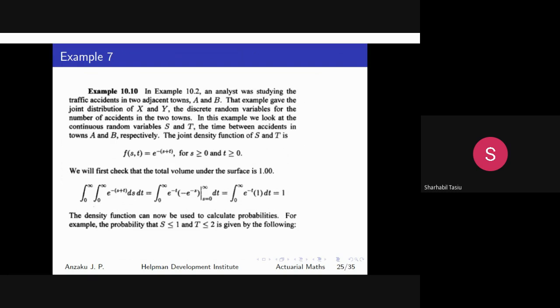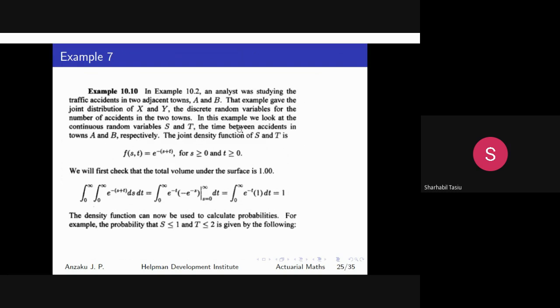So using that example, if we are to modify it to be a continuous case, then we will change the variable. We will no longer look at the frequency of the accidents, but we will now look at the time at which it will occur, which will now make it a continuous case. So that example will give the joint distribution of X and Y, the discrete random variables for the number of accidents in the two towns. Now, in these examples, we look at the continuous random variables S and T, that is the time between the accidents in towns A and B respectively.